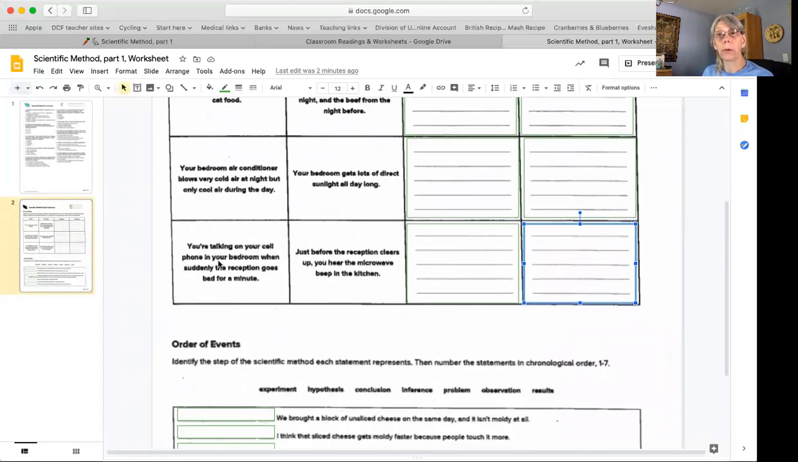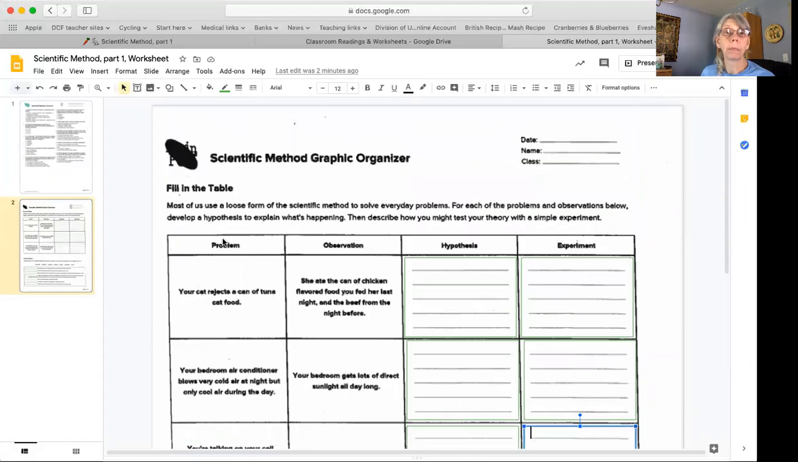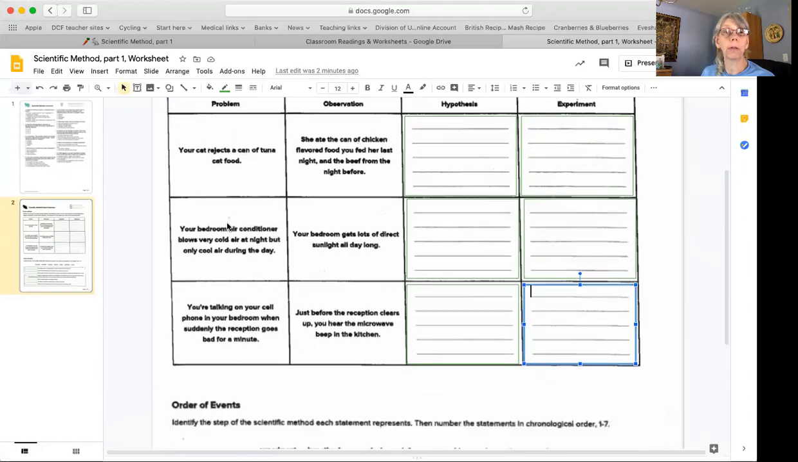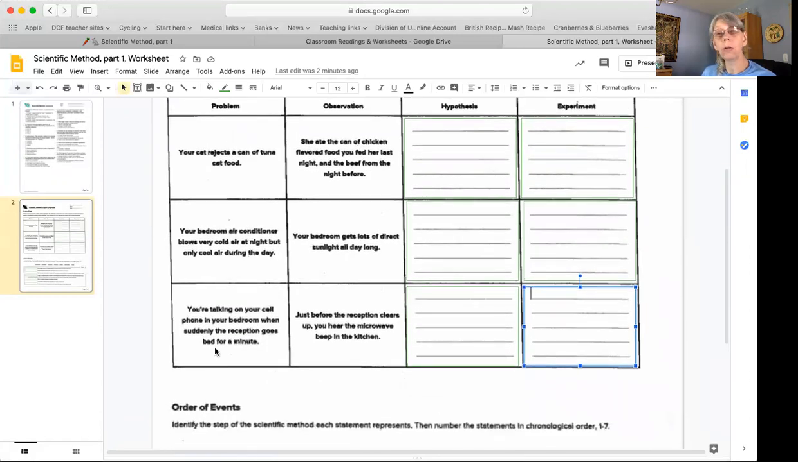We're going to look at the third one because historically, the third one has given people the most trouble. All right. The other two, once you've seen this one as an example, should work pretty well. All right. So what's our problem? You're talking on your cell phone in your bedroom when suddenly the reception goes bad for a minute. Just before the reception clears up, you hear the microwave beep in the kitchen.